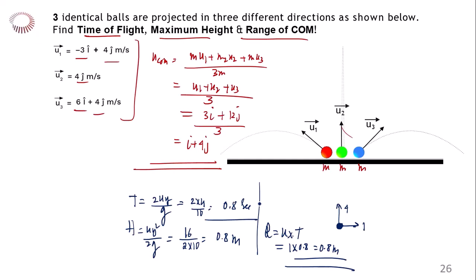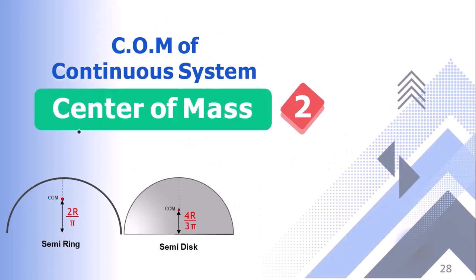Once you replace the three balls with a single particle, the answer is different. Individually, the first, second and third particles all perform different types of motion. But as a whole, if I replace this system by a single point mass, the center of mass, it is again performing projectile type of motion. So this is the second part of the center of mass topic.